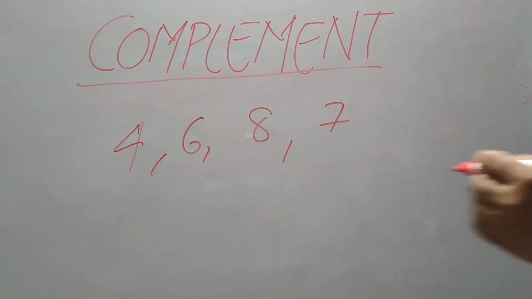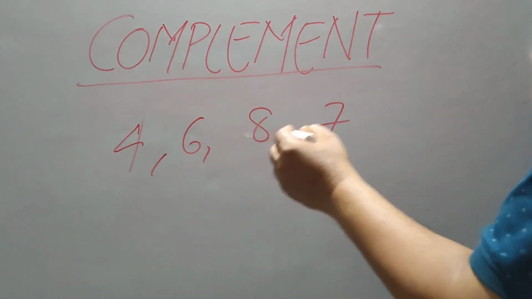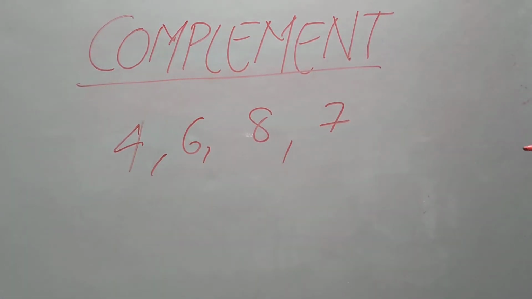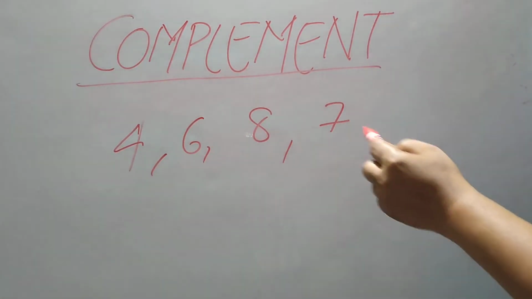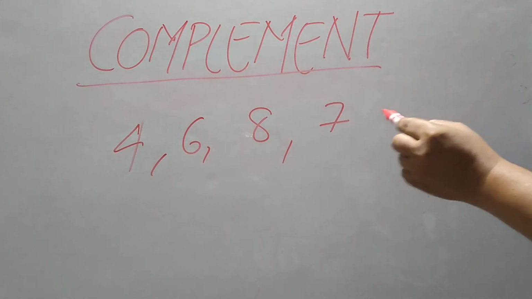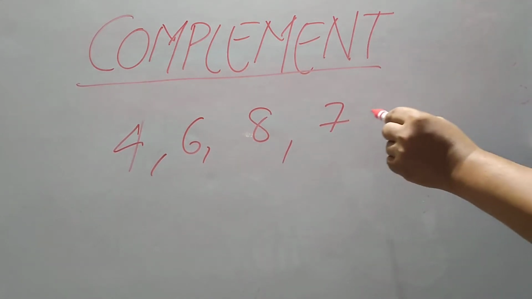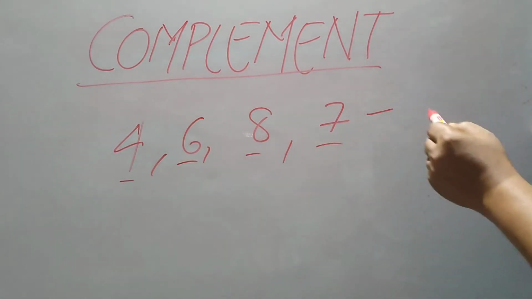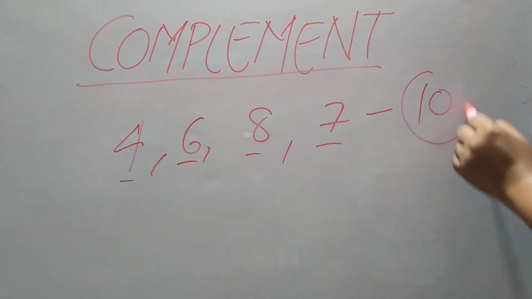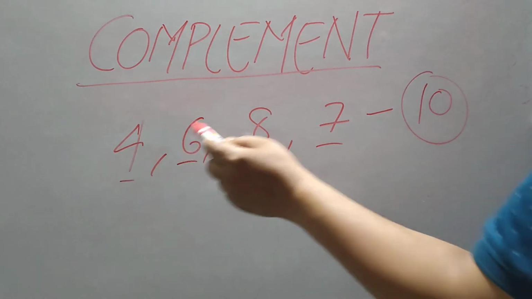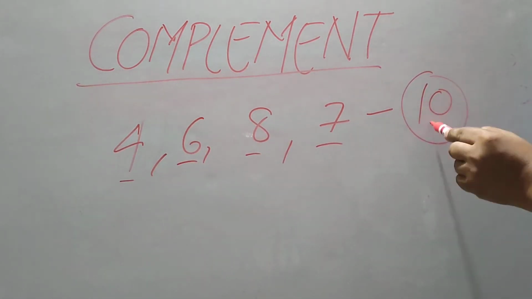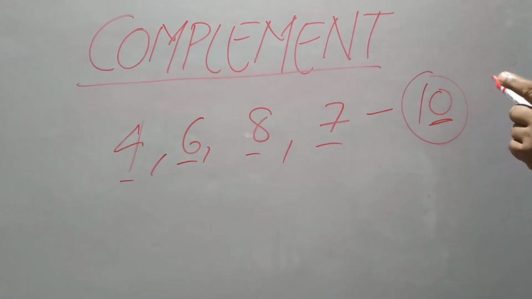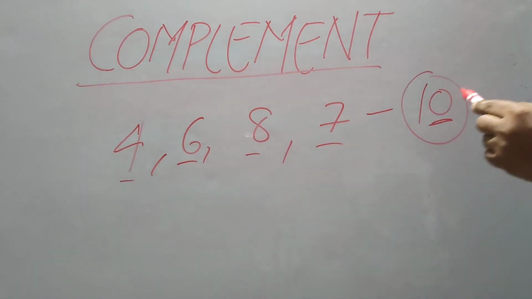So what will I do? I will subtract 4, 6, 8, 7 from its base. Now what will be the base of 4, 6, 8, 7? They are all single digit numbers, and as per the concept of base, the base will have the same number of zeros as the number of digits of these numbers. So the base will be 10, because the number of digits is 1, single digit, and the number of zeros is also 1. So the base of all these numbers is 10.